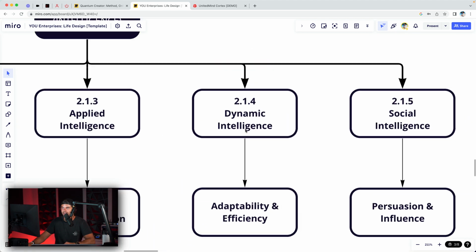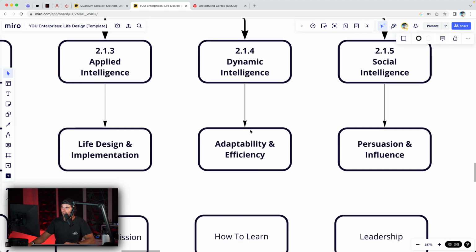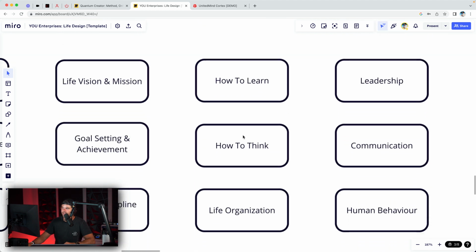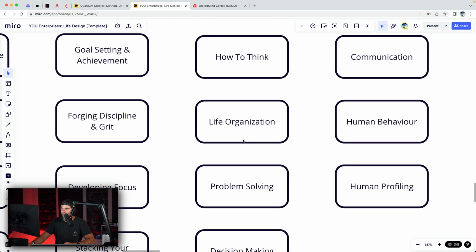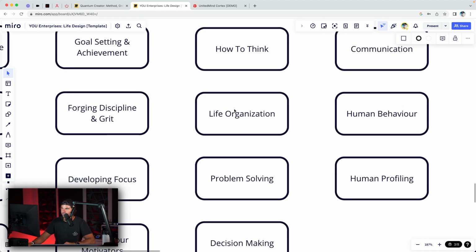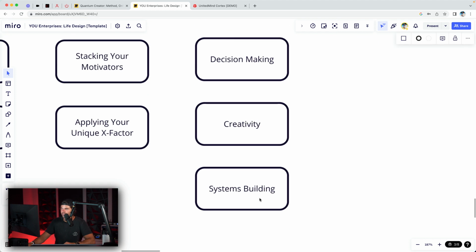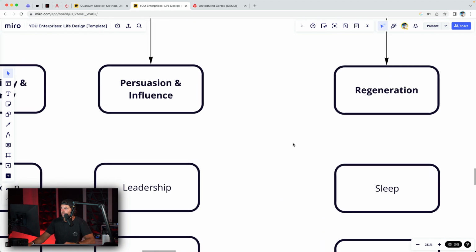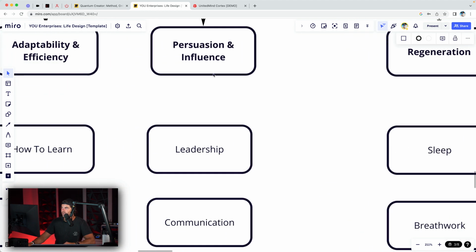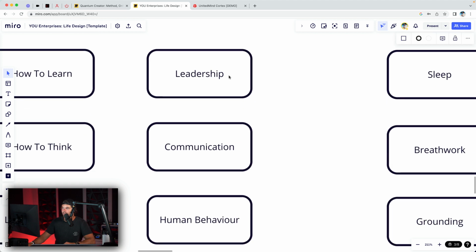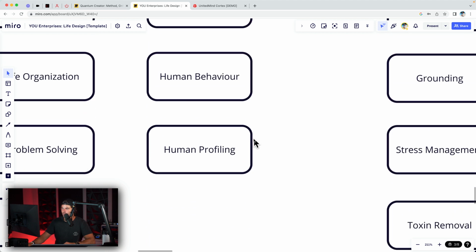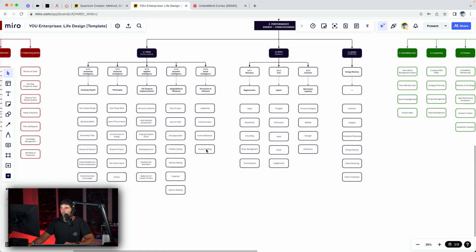So then, like dynamic intelligence, we've got adaptability. So this is all about adaptability and efficiency. This is like learning how to learn, learning how to think, organizing your life. This pops up like in many areas, by the way. Problem solving, decision making, creativity, systems building, persuasion and influence, your ability to lead, communicate, understand human behavior, profiling humans.